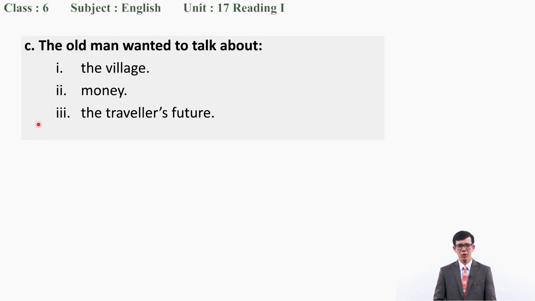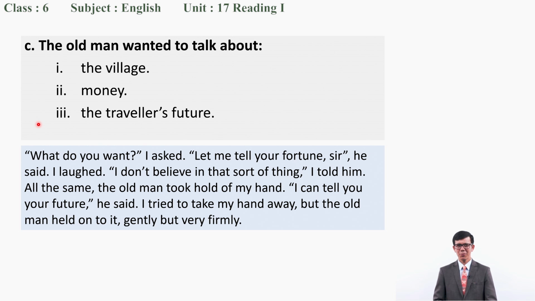And have a look at C. The old man wanted to talk about the village, money, or the traveler's future. Any confusion? Do you have any doubt? Please, if you wish, have a look at this text again. Yeah, you can read it. And what the old man wanted to talk about.